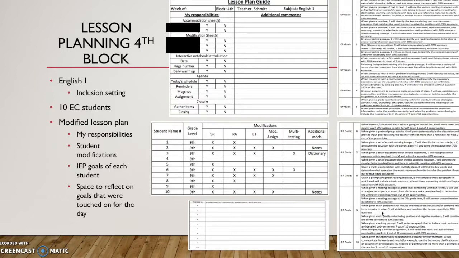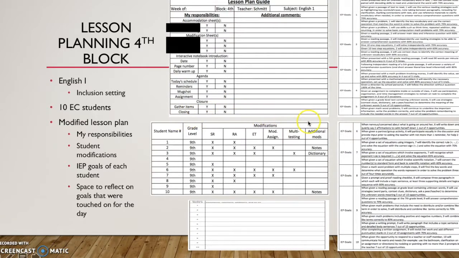Lesson planning for 4th block is my most elaborate, due to the fact that this is the room that I had the most responsibilities in. This was also an inclusion setting, but for English 1. I had 10 EC students in this classroom. It was my most diverse classroom within the 3 classes I had throughout the day. My modified lesson plan included the accommodation sheets, the modification sheets, the interactive notebook introduction, the agenda, and the closure. I would do all the same day.